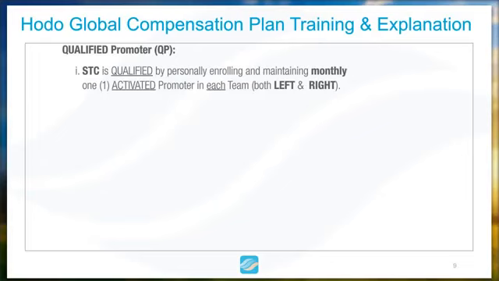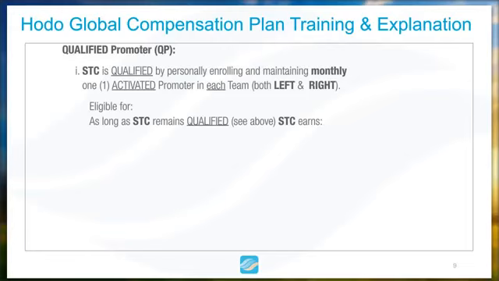So a real critical point to make to people is you can become a brand promoter for $88. You activate your travel tracking center by either selling a subscription to yourself or to somebody else, and you've got to get at least one person signed up on your left and one person signed up on your right who has also activated their tracking center. Okay, so those are three really important aspects to a binary in order to make commissions and earn bonuses in a binary, especially in Hodos.